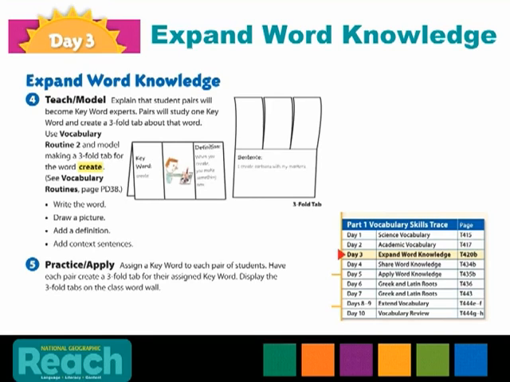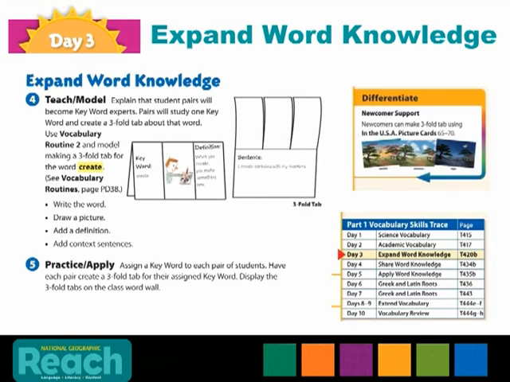Students will expand their word knowledge, which is in the vocabulary skills trace for the unit. This time you will use vocabulary routine 2 to create a graphic organizer, illustration, or writing piece to expand students' knowledge of the meaning and usage of the words. Differentiated support is also offered to support newcomers during this lesson through the use of picture cards.